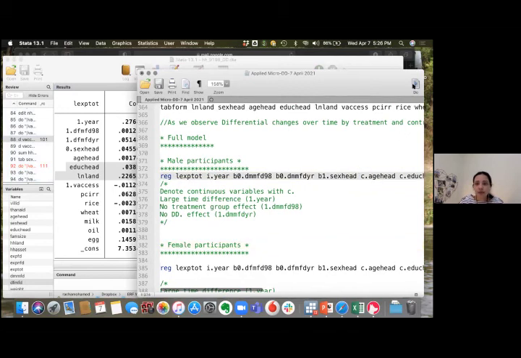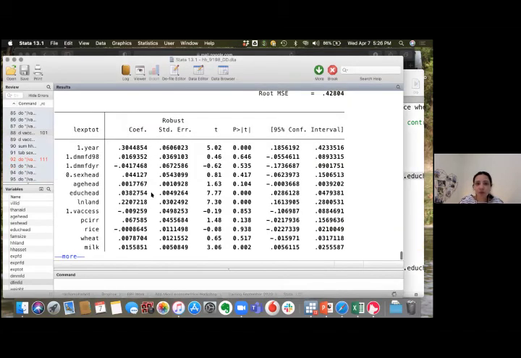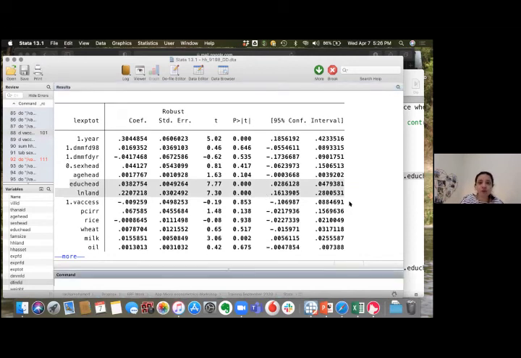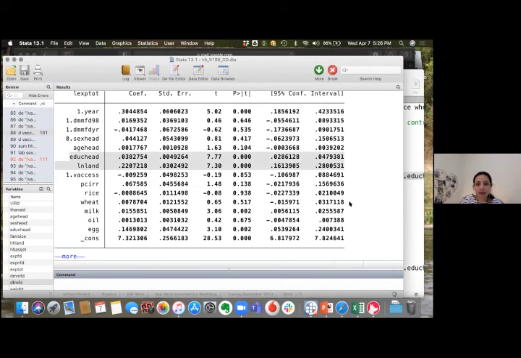We can do the same thing also for men, but already for men, we know that there is no significant effect. But if I want to know what the other variables are, you can see that education and the area of land are two important determinants of total expenditure per capita in Pakistan, and also milk and egg prices.